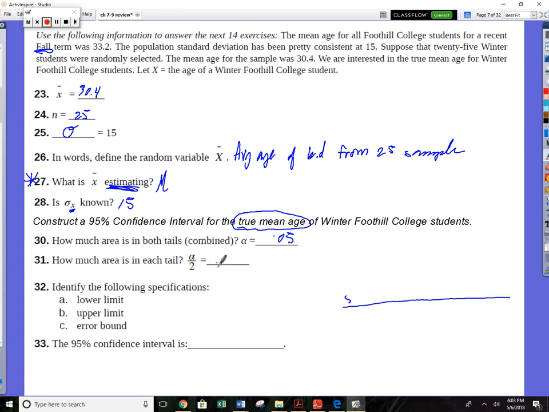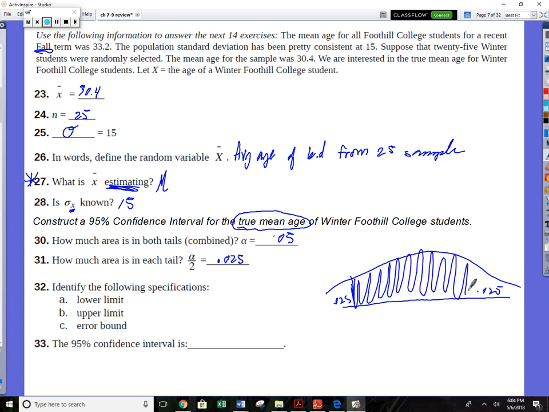The left tail and the right tail are going to be 0.025. So 0.025 here, 0.025 here. Boom, boom, boom, boom. So that is not very much at all. That means I'm going to have a huge range here.